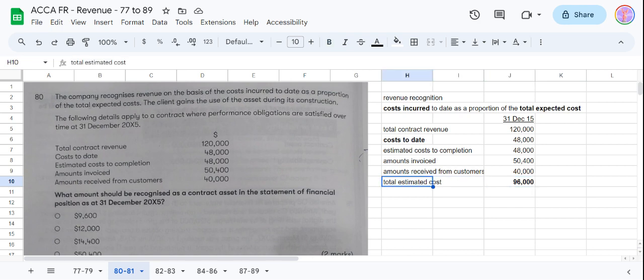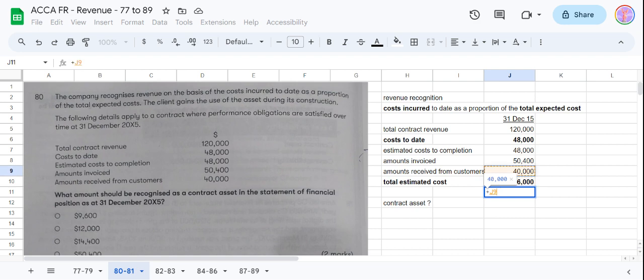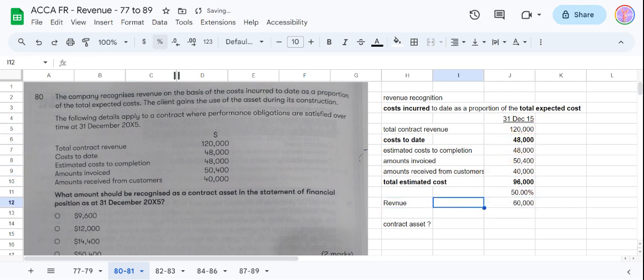As we discussed, these two things are going to be important. What amount should be recognized as a contract asset? We will calculate the proportion of cost incurred to total expected cost. 48,000 is the cost and the estimated total is 96,000, so the percentage is 50%. We can recognize revenue for total contract revenue multiplied by 50%, so 60,000 will be the revenue.